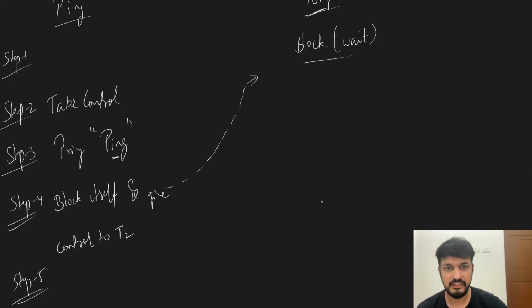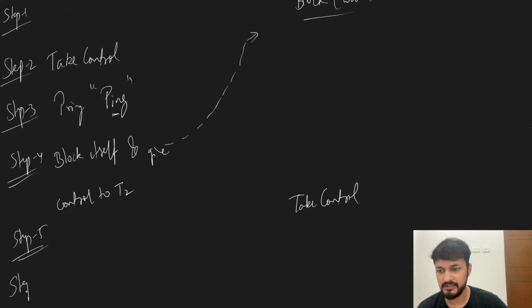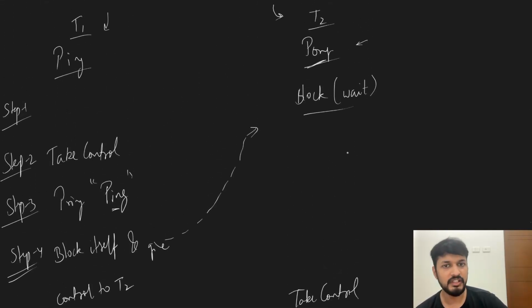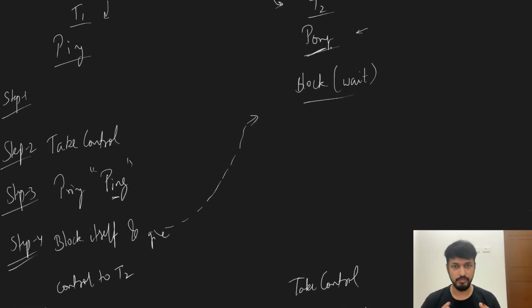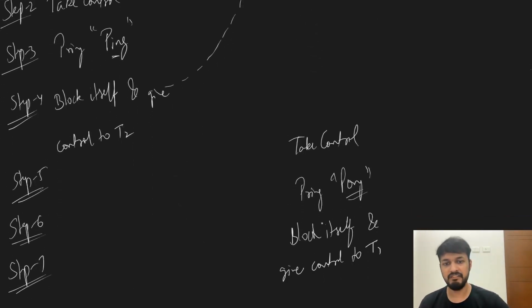So in step 5, T2 will be taking the control of the program. In step 6, you must already have guessed, T2 will go ahead and print pong. And in our 7th step, after printing pong, what will happen? After printing pong, T2 wants to block itself, because it is the chance for T1 to print ping. So in this last step, step 7, T2 will block itself and give the control back to T1. So control is again back to T1.